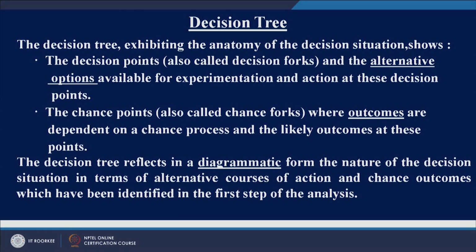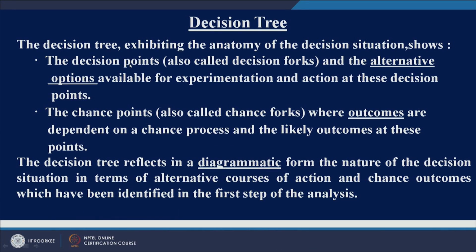The decision tree exhibiting the anatomy of a decision situation shows decision points and chance points. Decision points are also called decision forks. At this point you are coming up with different alternatives. Once you are done with decision points, then you come to chance points, which are also called outcomes. So, the first decision point is what are the different alternatives, and the second is what are the different outcomes of those alternatives.